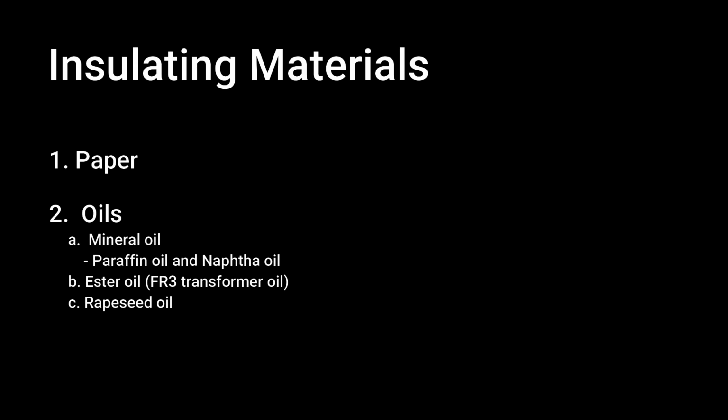Next, the oil used in the transformer insulating system. The oils used in the transformer insulating system are mineral oil, natural ester oil, and rapeseed oil. There are two types of mineral oil used in transformer insulating systems: naphtha oil and paraffin oil.